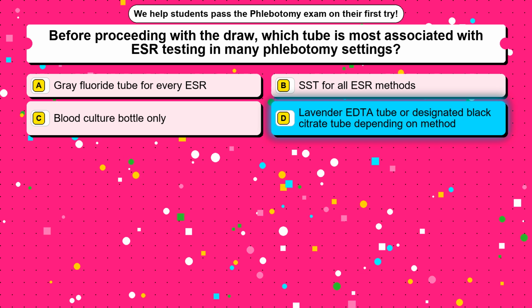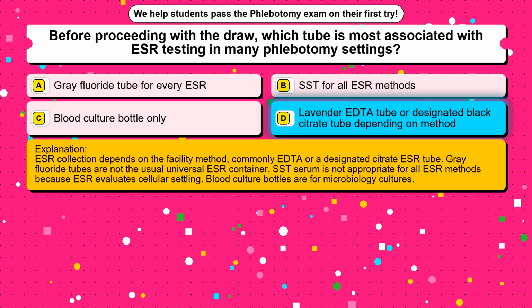The correct answer is option D. Lavender EDTA tube or designated black citrate tube depending on method. ESR collection depends on the facility method, commonly EDTA or a designated citrate ESR tube. Gray fluoride tubes are not the usual universal ESR container. SST serum is not appropriate for all ESR methods because ESR evaluates cellular settling. Blood culture bottles are for microbiology cultures.